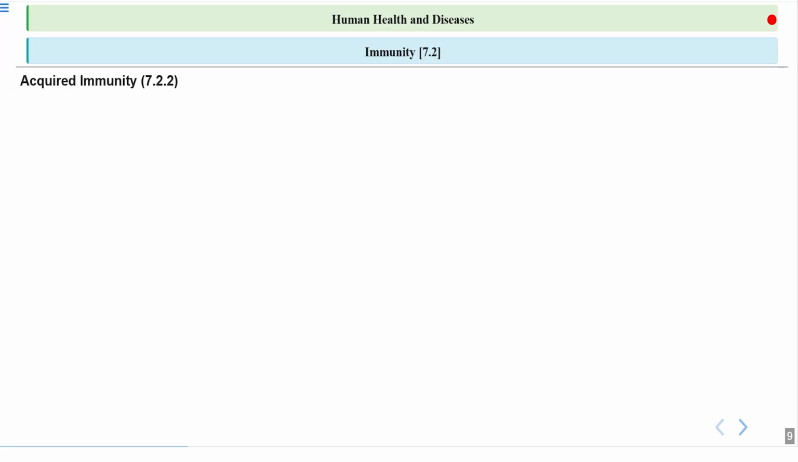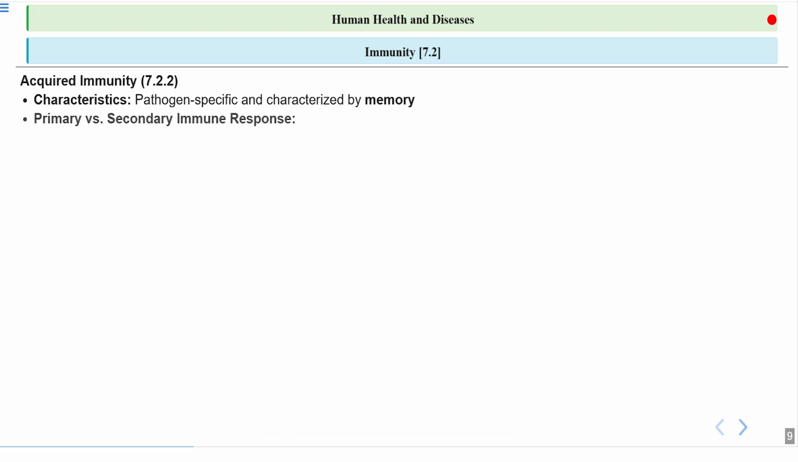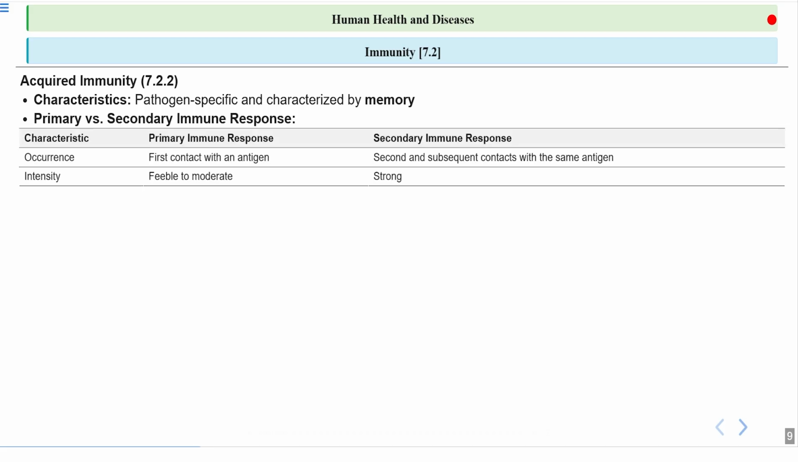Let's talk about the acquired immunity now. Acquired immunity is pathogen specific and characterized by memory. This means our immune system can recognize and remember specific pathogens, making future responses faster and stronger. Okay, now let's talk about the primary and the secondary immune response. Here you can see in this table the characteristics of primary immune response and secondary immune response.